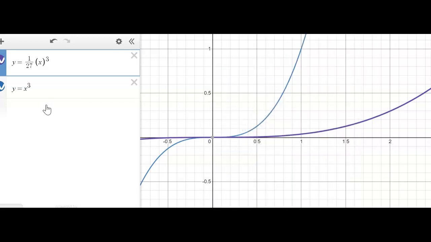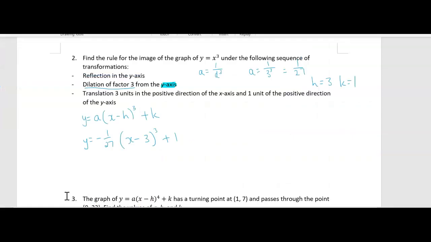So in our original graph, though, we were saying from the y-axis. So a dilation factor of 3 from the y-axis is the same as a dilation factor of 1 over 27 from the x-axis. All right, let's move on.